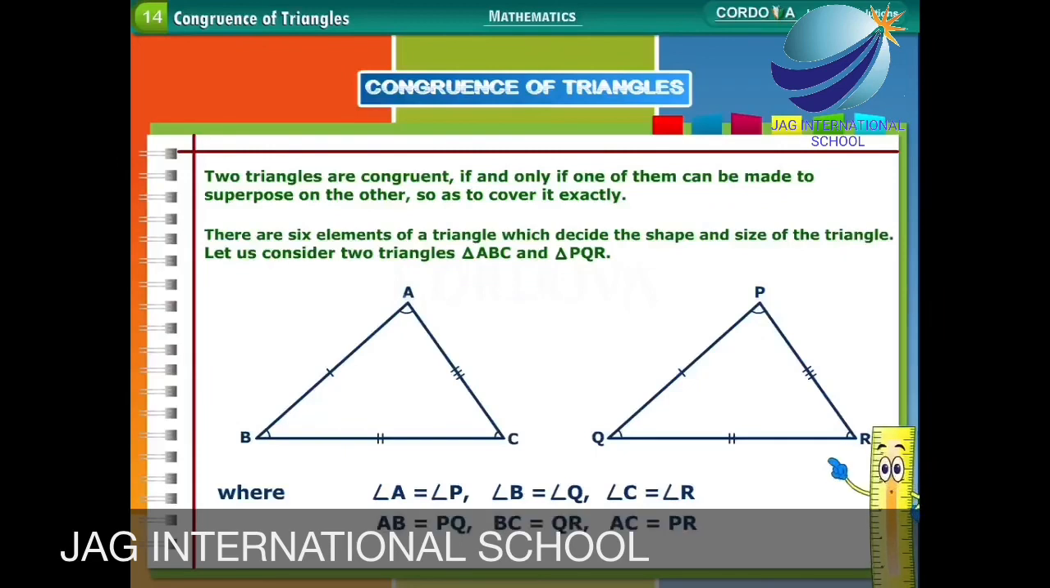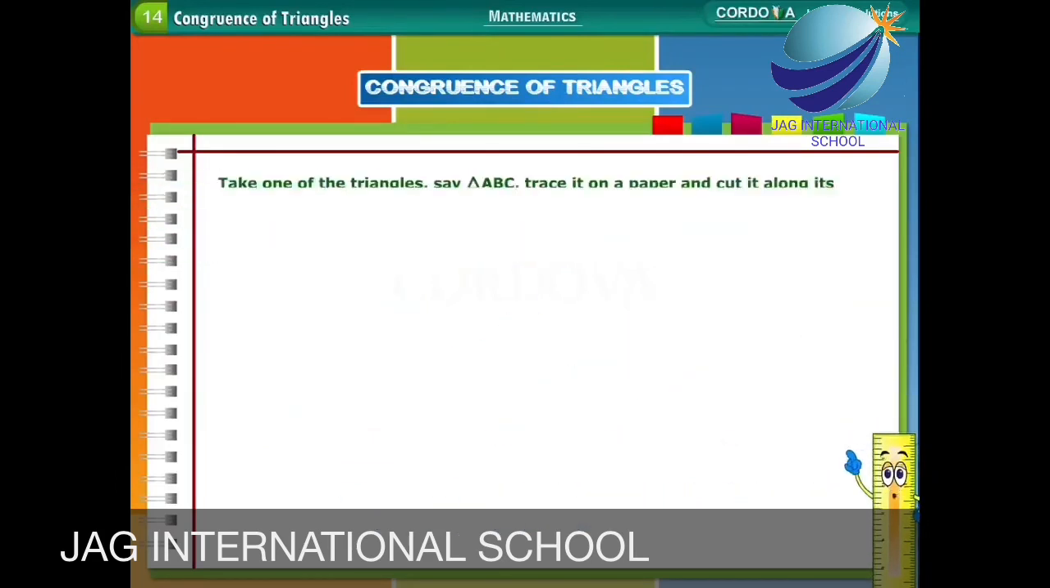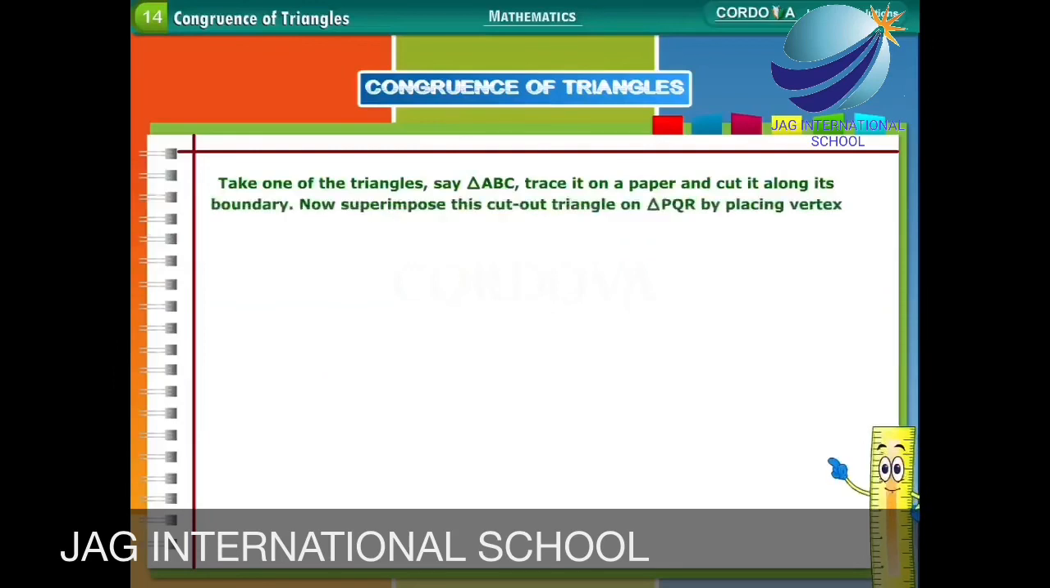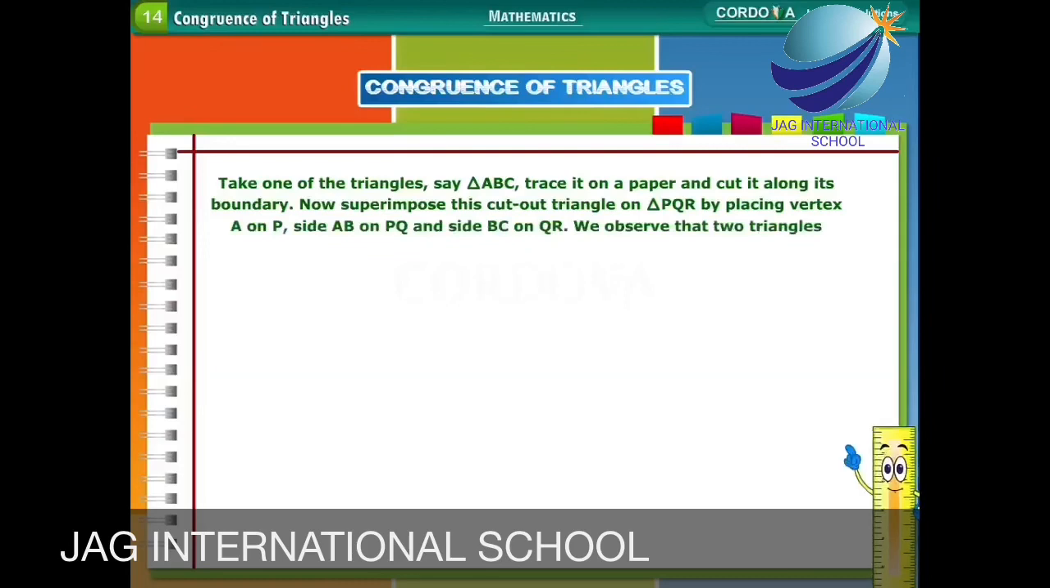BC is equal to QR. AC is equal to PR. Take one of the triangles, say triangle ABC. Trace it on a paper and cut it along its boundary. Now, superpose this cut-out triangle on triangle PQR by placing vertex A on P, side AB on PQ, and side BC on QR. We observe that the two triangles coincide with each other. Hence, the two triangles are congruent.